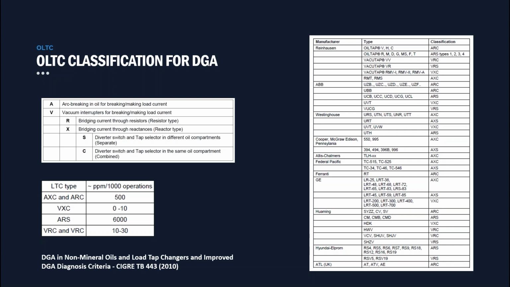Okay, so the next question is, if we have online monitoring, what are the key gases to monitor in terms of corrosive sulphur? Well, that's a good question. I would look at the heating gases, so methane, ethane, ethylene. If any of these are elevated above typical levels, say according to IEC 60599, then you can follow this up with a corrosive sulfur test.